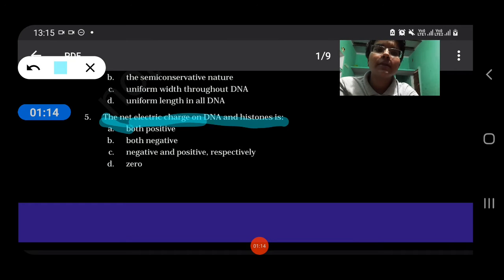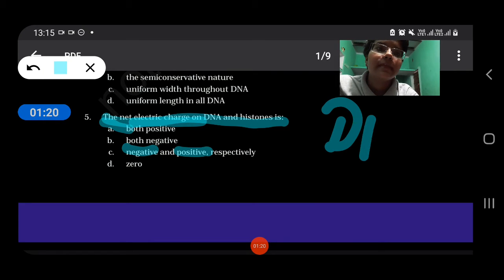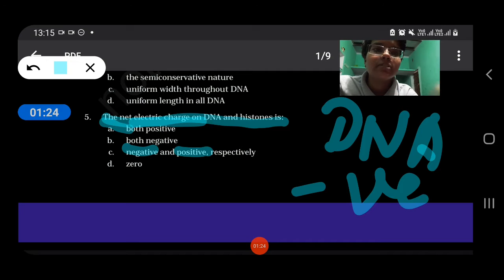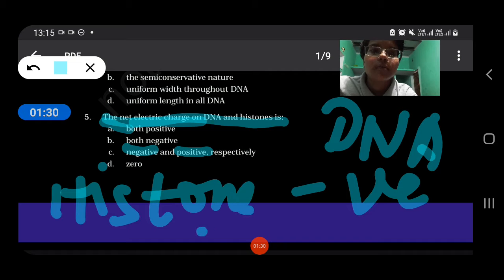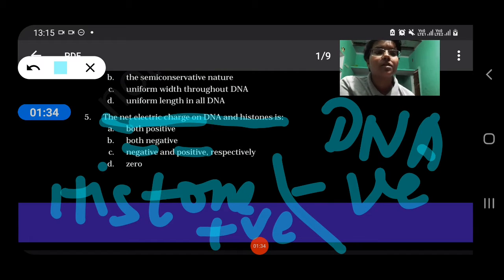The net electric charge on DNA and histone is negative and positive. DNA is negatively charged and our histone is positively charged. Okay. So while doing electrophoresis we use this property of DNA.